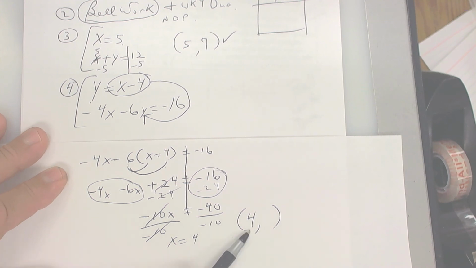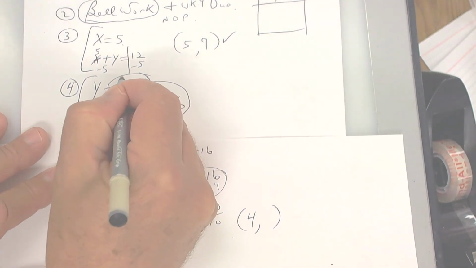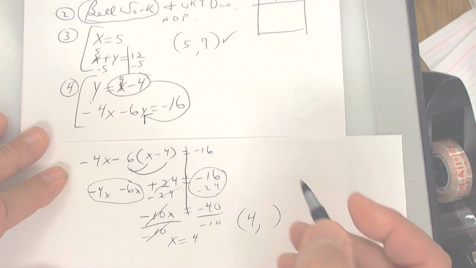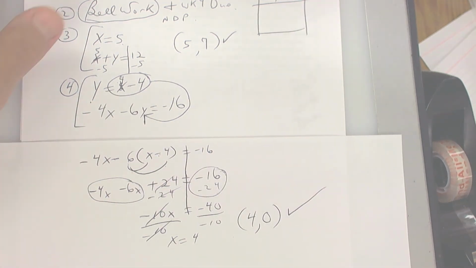So look here, take the 4 for the x, scratch it out right up here, and you get 4 minus 4, and you get 0. And that's what we're doing today, substitution.